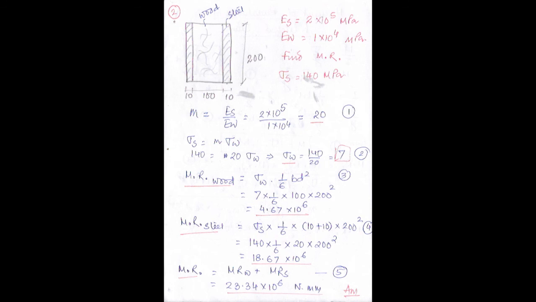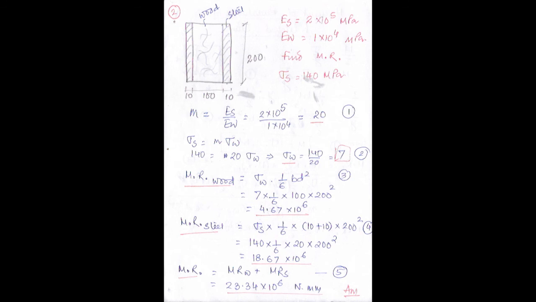That is, the modulus of elasticity of steel is given as 2 into 10 raised to 5 MPa. Modulus of elasticity for wood is given as 1 into 10 to the power 4 MPa. Permissible bending stress in steel is given as 140 MPa. Finally, what we have to find? MR of the flitched beam.